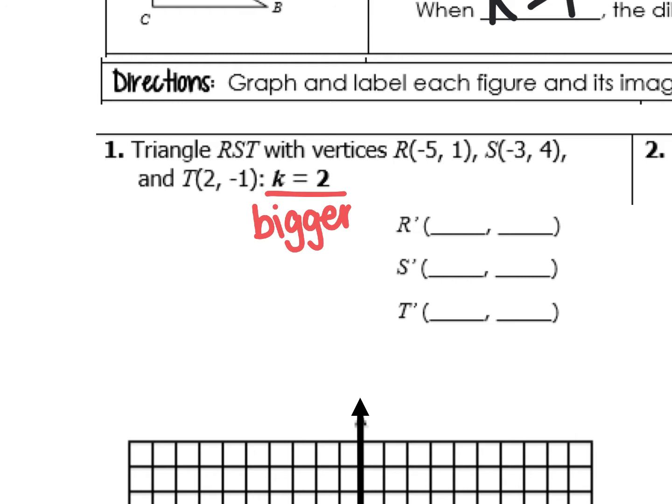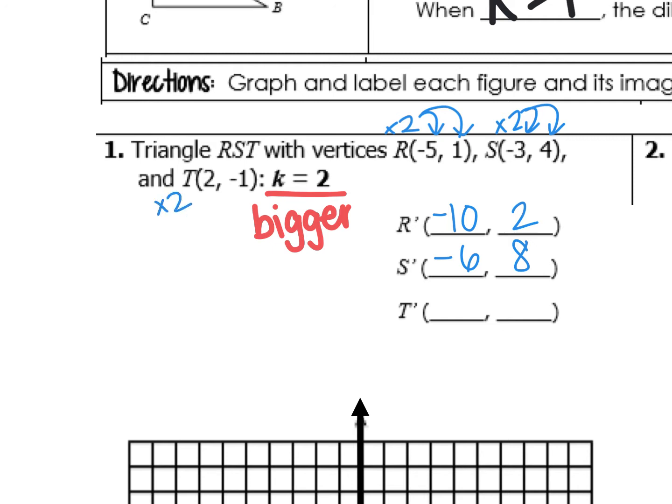So to get all of the new points for our triangle that's twice as big, all you have to do is multiply the x-coordinate and the y-coordinate by 2. So to find R prime, I'm going to take the x for R and the y for R and multiply it by 2. So 2 times -5 gets me -10. And then 2 times 1 is 2. For S, I'm going to do the same thing, multiply both by 2. 2 times -3 is -6, and then 2 times 4 is 8. So that S prime would be the point -6, 8.